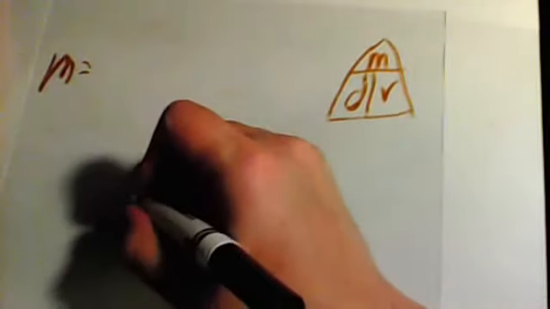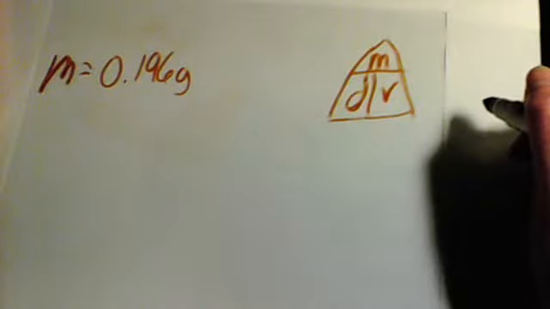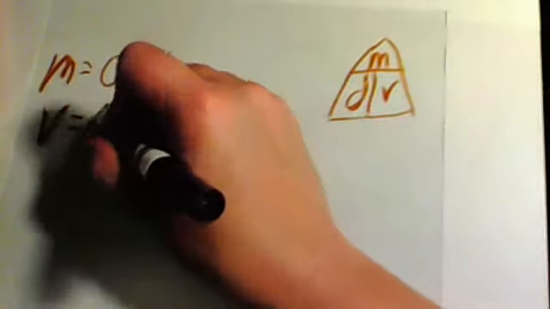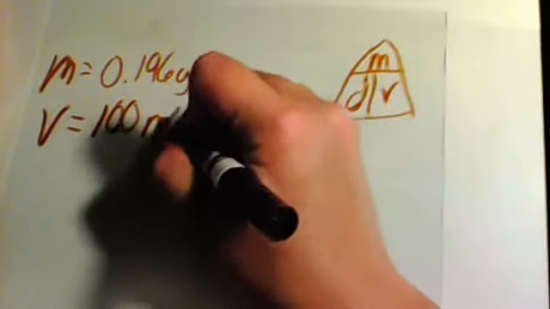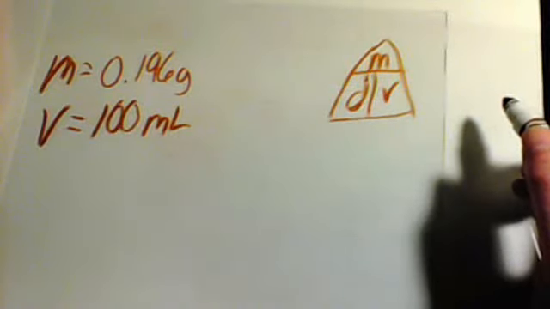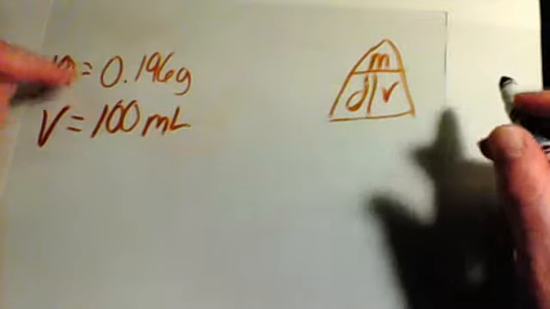So I like to come over and actually write down what I have. The first thing that it says I have is grams. Grams means that you have mass. Your mass is 0.196 grams. And then it says it occupies a volume, so you know you have volume. It occupies a volume of 100 milliliters. So looking at this problem, I know I have mass and volume.